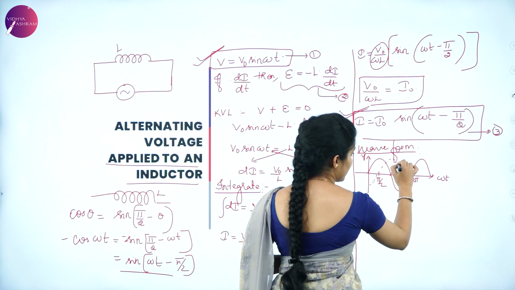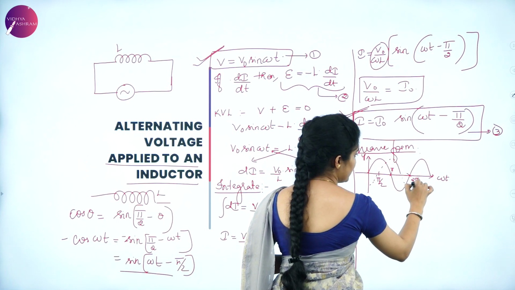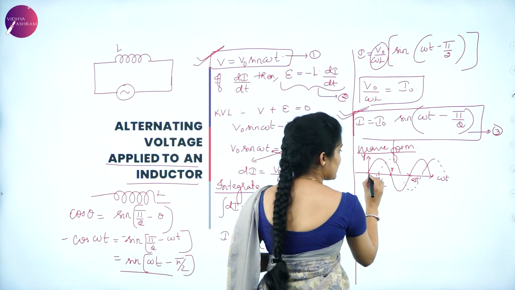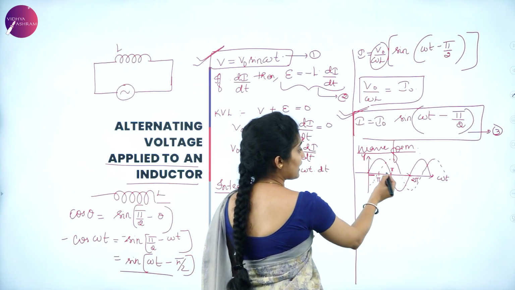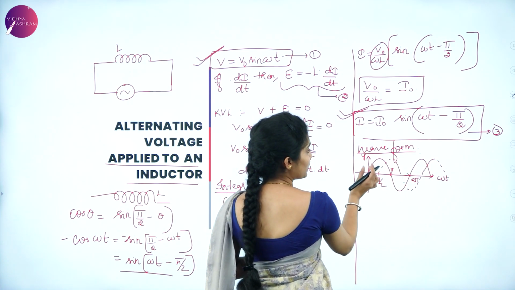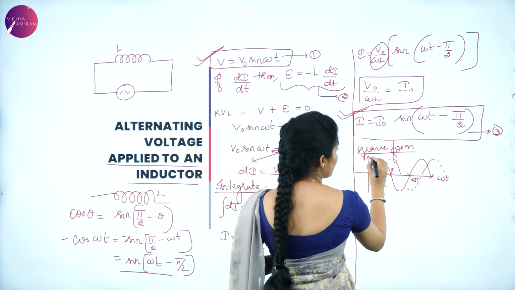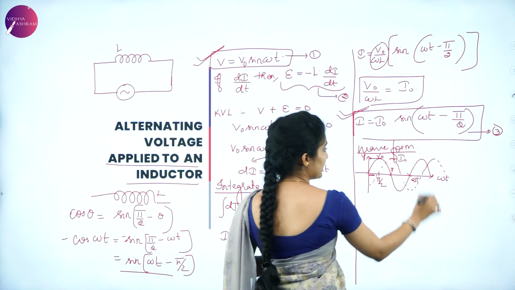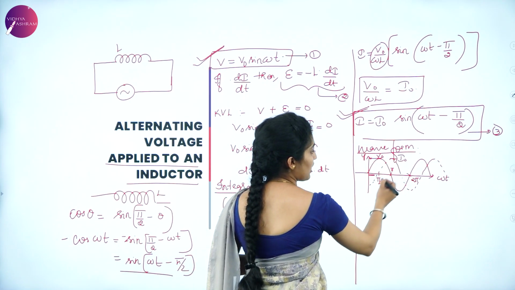Pi by 2, again this goes with center over here and again it comes center over here, it goes like this. So this is the phase difference. The current lags by minus pi by 2, lagging is minus pi by 2 difference. This is the peak value of voltage, this is the peak value of current I0. Okay, so these are the terms.